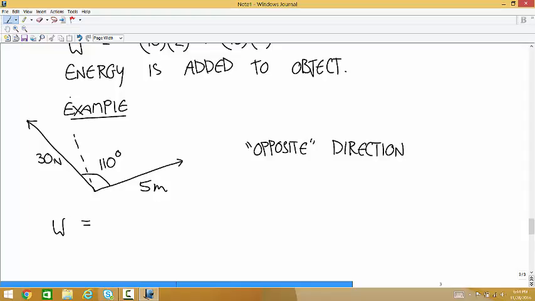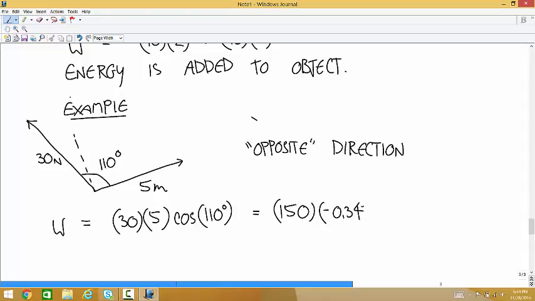So work is equal to 30 times 5 times the cosine of 110 degrees, which is 150 times negative 0.342. Can someone multiply that? I can't do that in my head. Negative 51.3 joules. So energy is removed from the object by that force.